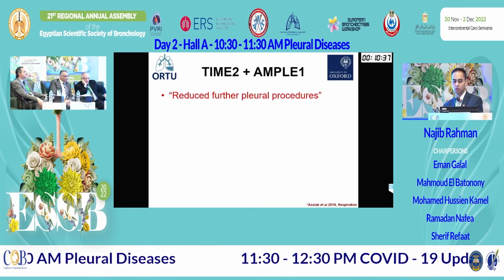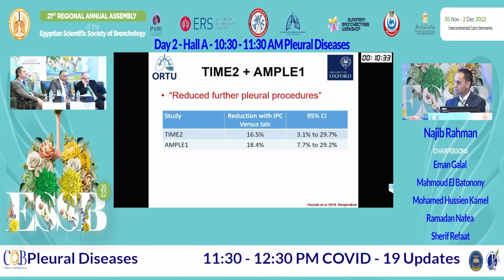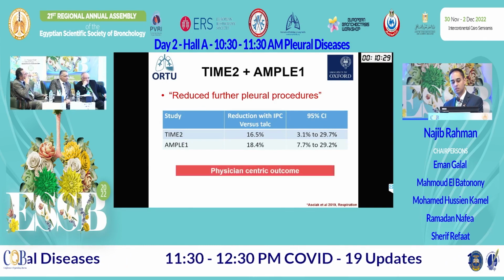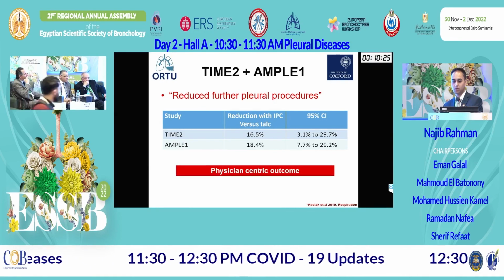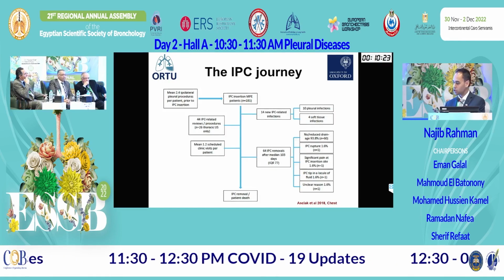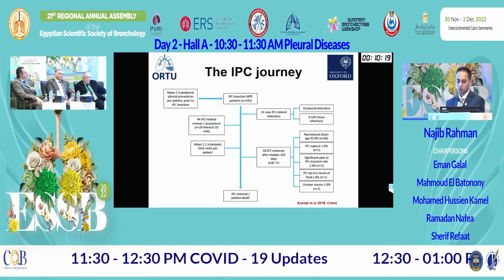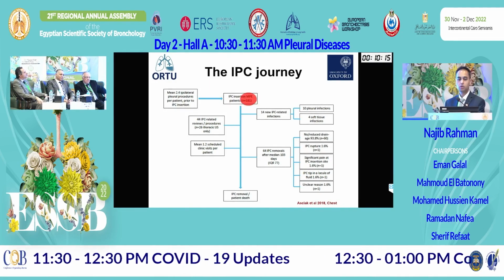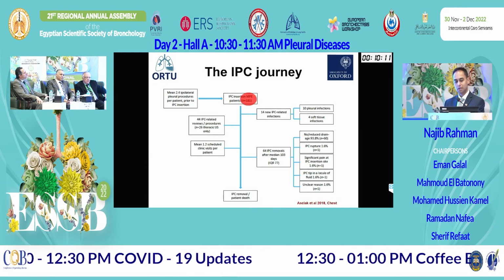Let me explain why. Both Time 2 and AMPLE 1 show a 16 to 18% reduction in the need for further pleural procedures, but this is a physician-centric outcome. Let me explain what I mean. Here is a bit of work that Rochelle Ashiak did when she was with us in Oxford. She took our 180 patients who underwent an indwelling catheter over a 2-year period, and she just followed them until they died of their malignant pleural effusion.